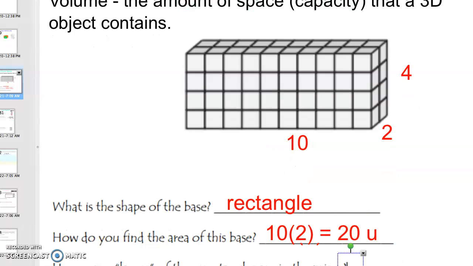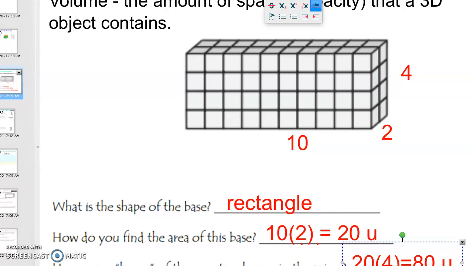But how we find it mathematically is you take the area of the base, which is 20 units. We decided that was 10 times 2. Then we multiply it by how many layers there are, or the height, and that's 4. So 20 times 4, there are 80 units. And we say that it's units cubed. Area is units squared because it's a two-dimensional figure. Because this is a three-dimensional figure, it's going to be units cubed, to the power of 3.